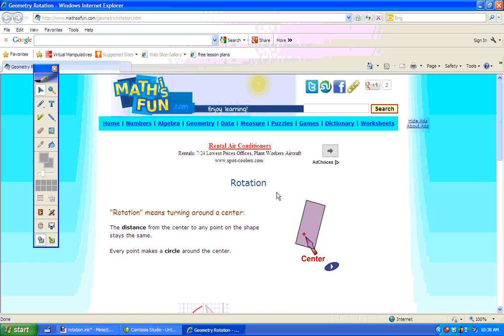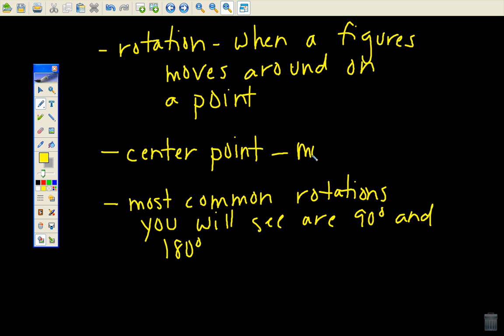That's probably something we need to add to our notes. So let's go back to our notes real quick. And let's put it up here with the center point. It moves in a circle.